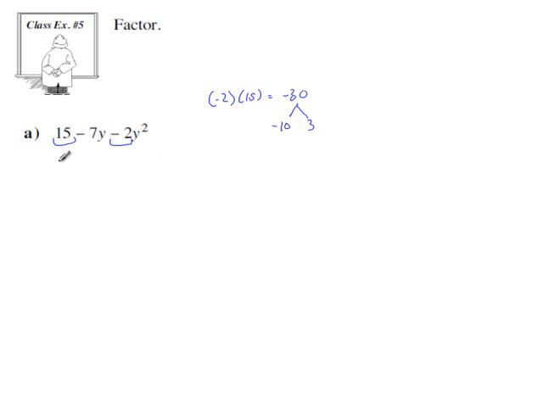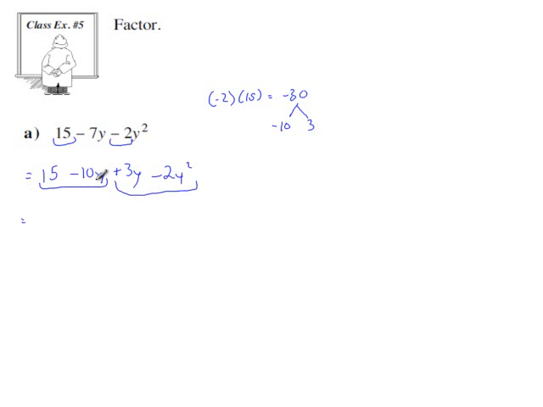Okay, now you're going to rewrite the equation. So this equals 15. Instead of the -7y, put -10y plus 3y. And then we have a -2y squared. Now you separate into pairs. Take a common factor out of each pair.